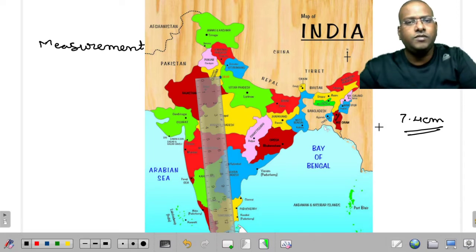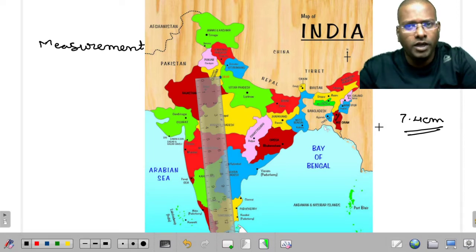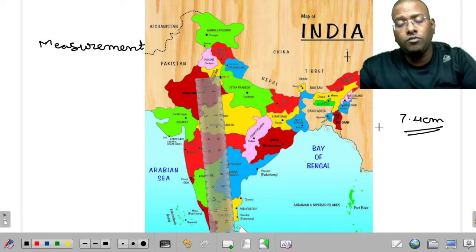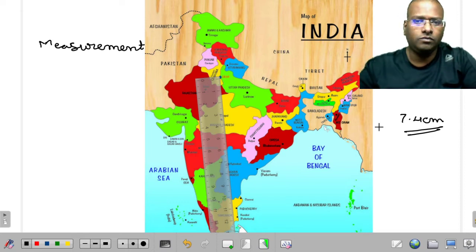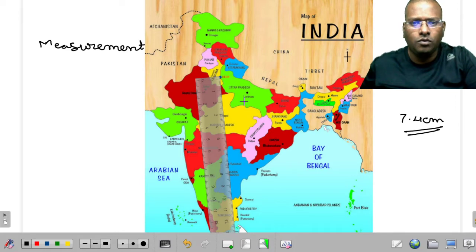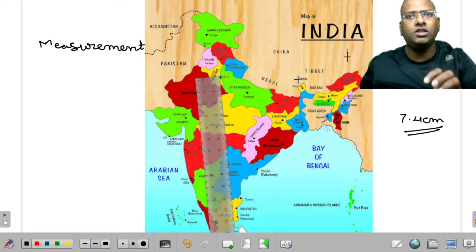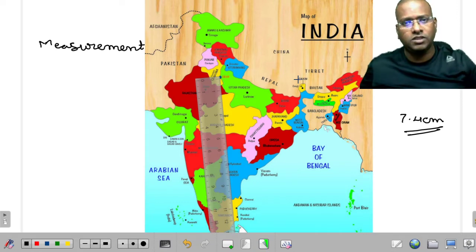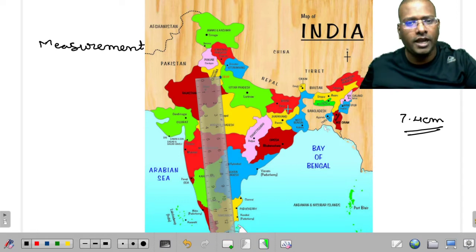Is the distance between Delhi and Hyderabad 7.4 centimeters only? No, sir. It will be around 1000 or 1000 odd. Then why is it wrong? Correct. Whatever diagram we are representing here is not the actual size. We have reduced this so many times, then we got the diagram like this.